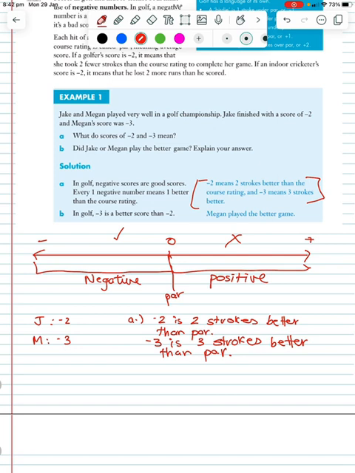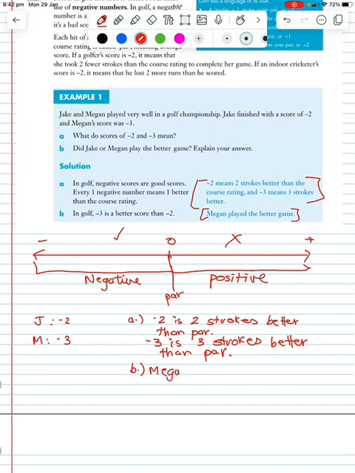Part B. That's a bad comma. There we go. Part B is asking us, did Jake or Megan play the better game? Explain your answer. So they haven't done a really good job at this in their example, because it says Megan played the better game, but they haven't actually explained it.